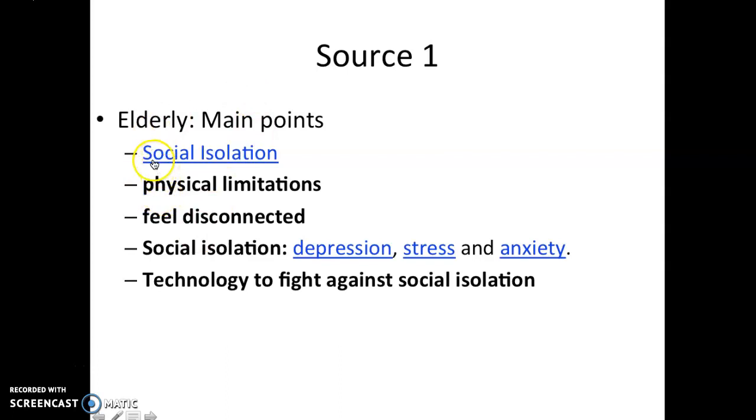But look at the main points. The main ideas are social isolation, physical limitation. They feel disconnected. Social isolation may lead to depression, stress, and anxiety. Technology is used to fight against social isolation. So these elements, these points, these themes are in a way universal. They're not only associated to old people, but they're associated to everybody in the situation that we live in. So when you read a source, I want you to look at the main points and use these elements within your written production.